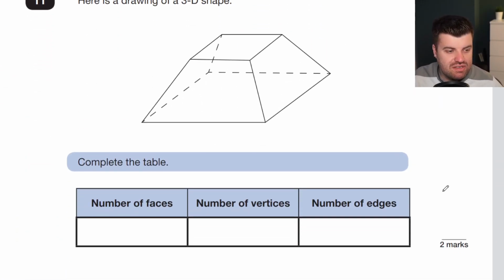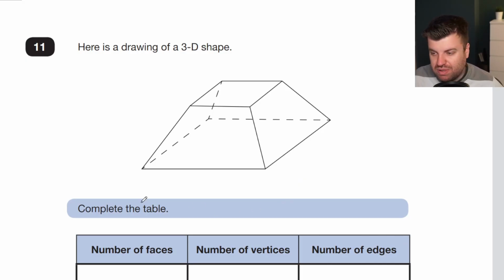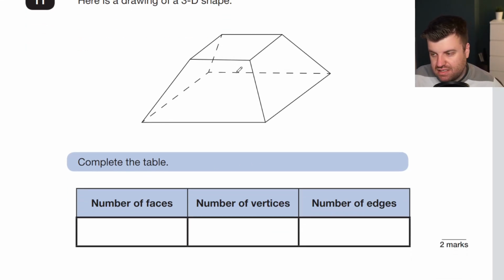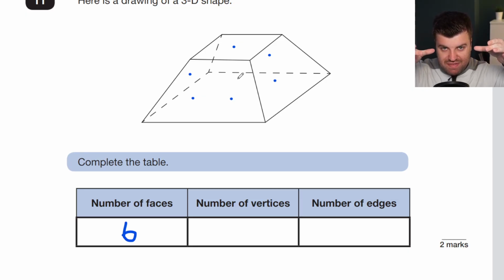Question 11. Here is a drawing of a 3D shape. Complete the table. Number of faces. Now let's think about this. There's one face at the top, one face at the bottom. Now how many are there going around? One at the back, 2 at the sides, and 1 at the front. That is 6 faces in total. It's all about spatial reasoning this and being able to visualize something. Think of it like a cube, but the top square face has just been shrunk in. It would still have 6 faces.